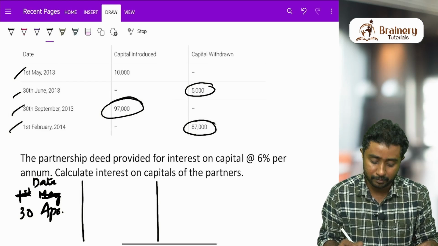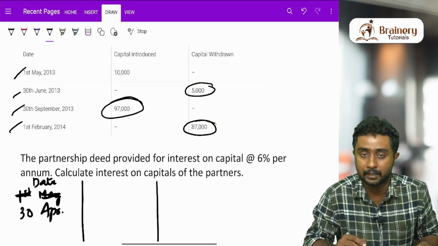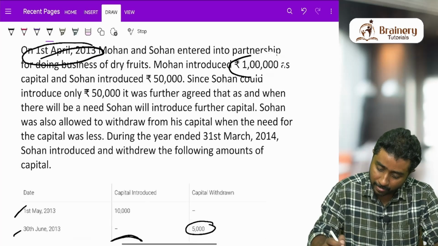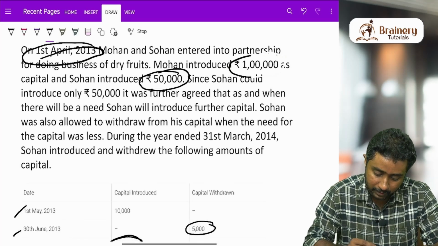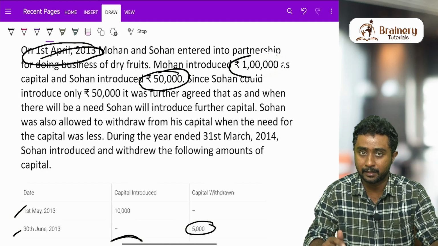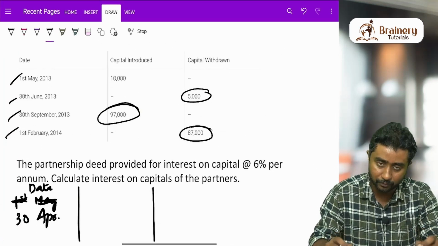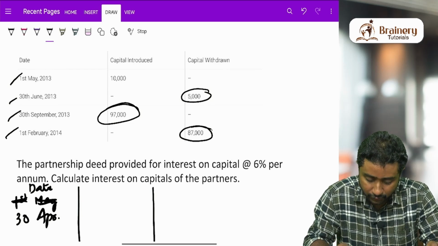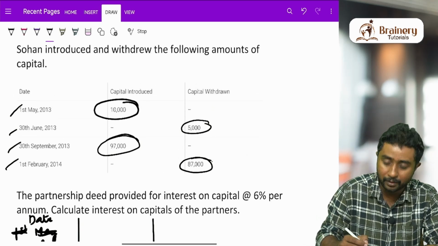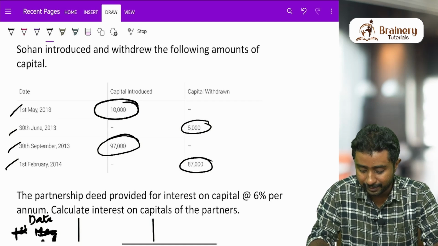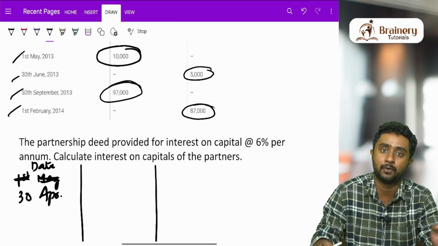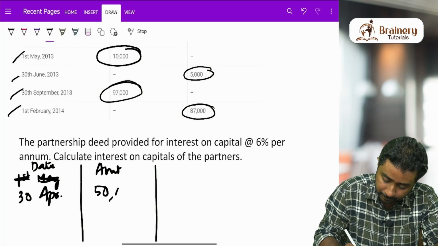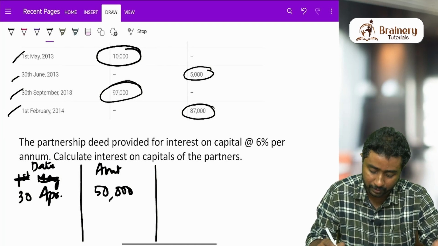Why am I writing 30th April? Because on 1st May he has introduced 10,000 rupees. So from 1st May onwards, you should understand it like this. Sohan introduced 50,000 on which date? 1st April 2013. So if you calculate interest for that 50,000, for how many months? Because the next change in his capital is on 1st May. That means from 1st April till the end of April only, you have to calculate the interest for how much? 50,000 rupees. So the second column I will name as amount, and I am writing 50,000 there.